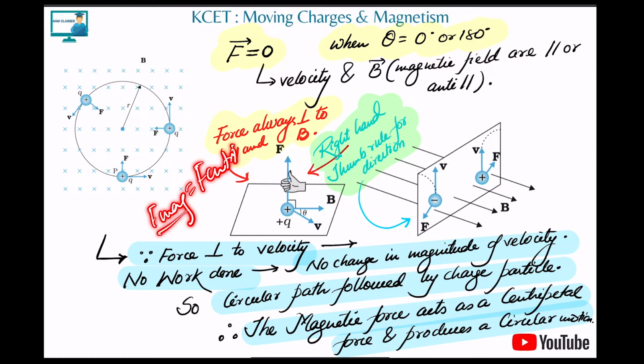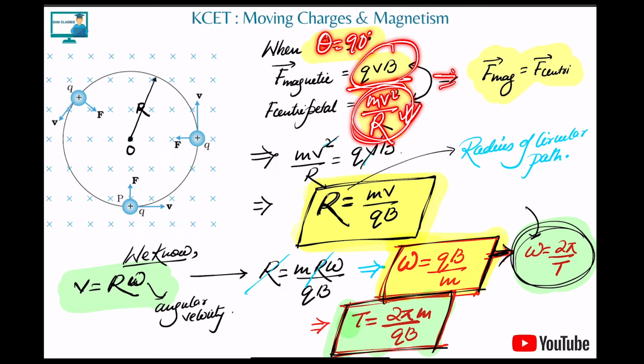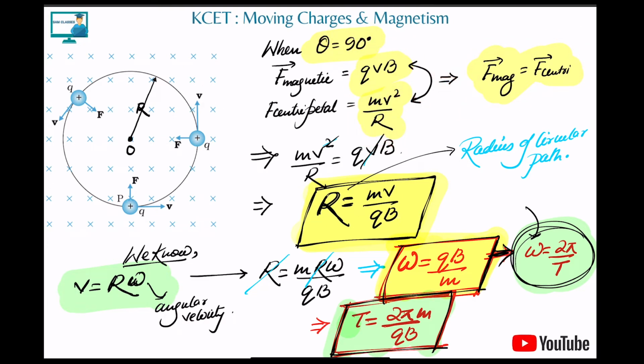Correct. Now, what you can see, we already know when theta is equal to 90 degrees, what we got? Force QVB, and we know the centripetal force is equal to what? mv square by r. Everybody knows this formula. So the moment we equate these two, because the magnetic force is the only one providing the centripetal force for the charged particle to revolve around the circle, what you'll get? mv square by r is equal to QVB. Now velocity went home.